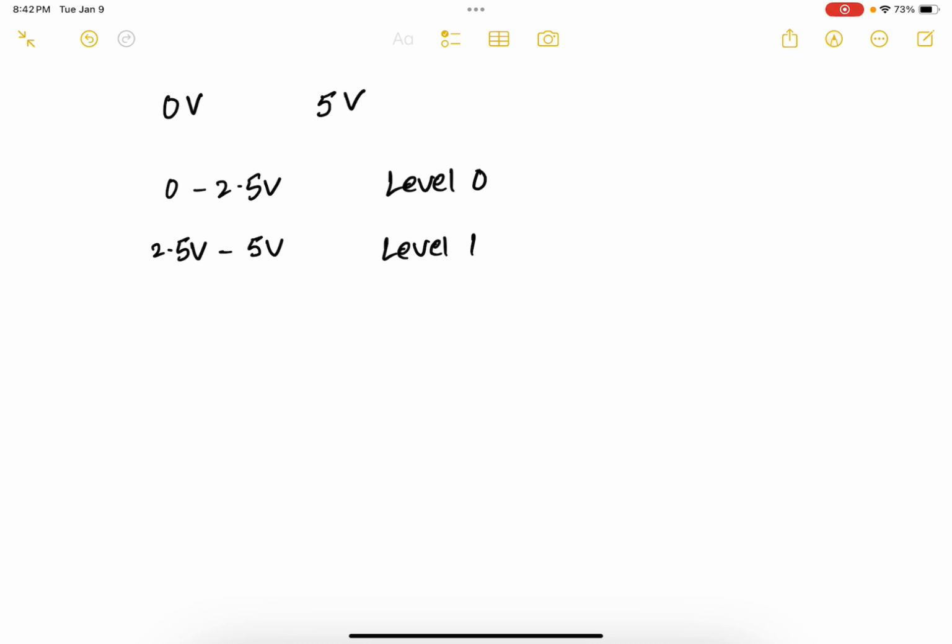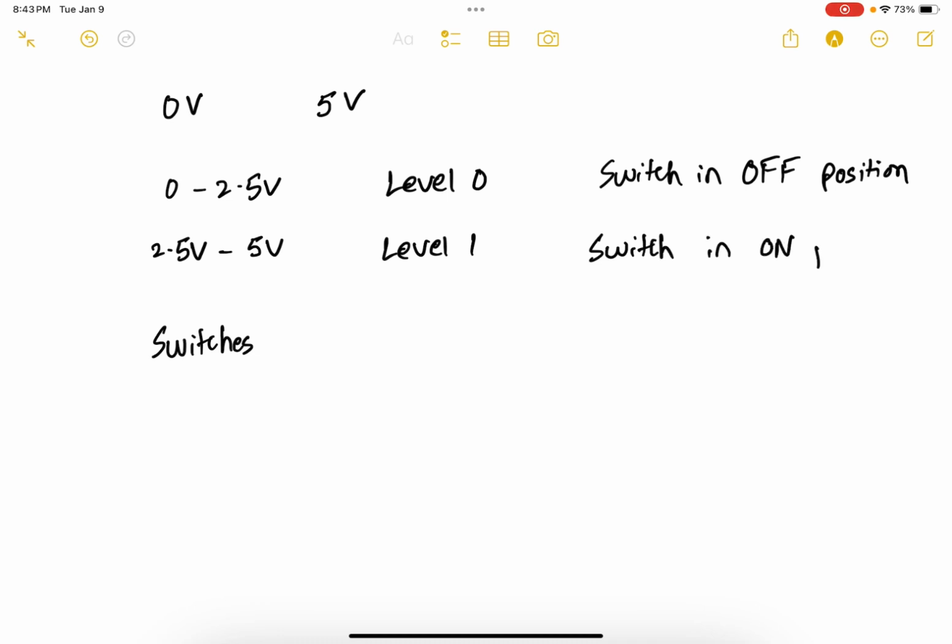Now, to represent this in a digital system, we use the concept of switches. So, with one switch, I can represent two levels. I'm going to say that level 0 is nothing but a switch in off position, and level 1 is a switch in on position.